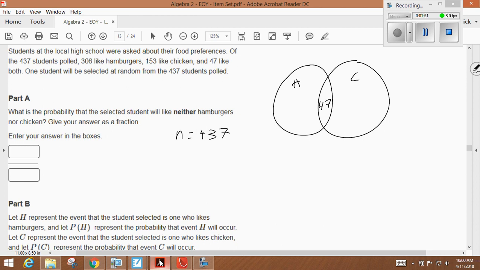We're told that a total of 306 people like hamburgers, right? Well, 47 of them like both hamburgers and chicken, right? So, in order to find the people that only like hamburgers, I have to subtract 47 from 437, right? My bad, 47 from 306. Sorry about that.